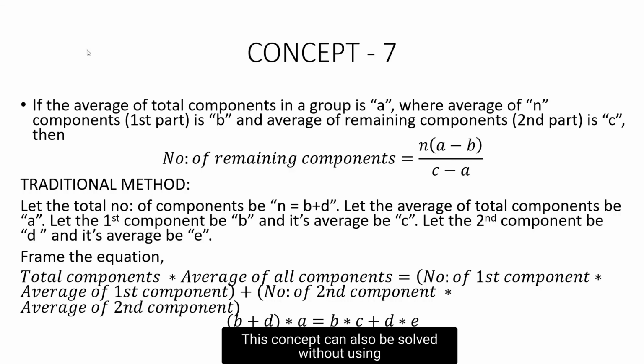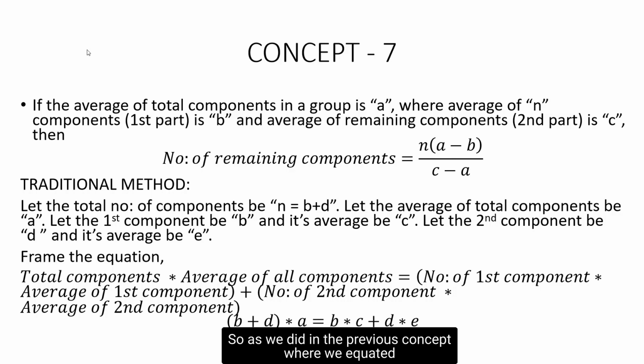This concept can also be solved without using the formula, that is, by following the traditional method. So we assume the total number of components as n, the first part of the total number of components as b, and the second part as d. Let the average of the first part of the components be C and the average of the second part be E.